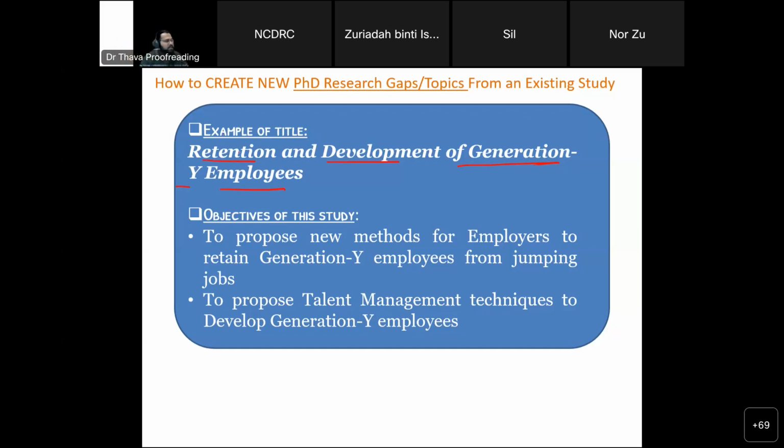So retention and development. How to actually retain them? The objective of the study is to propose new methods for employers to retain Generation Y employees from jumping jobs, and to propose talent management techniques to develop Generation Y employees. So these are the two. Yes, Shafiq, happens to me as well. My organization also, all the time. Okay, so I can understand, and it's not a small problem. It's a massive problem for most of the organizations.